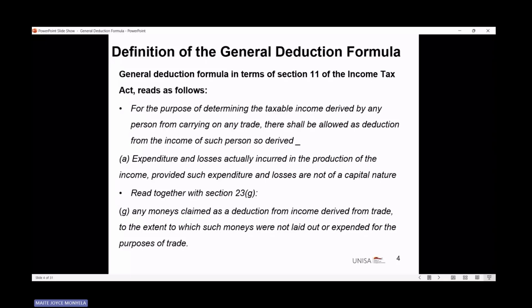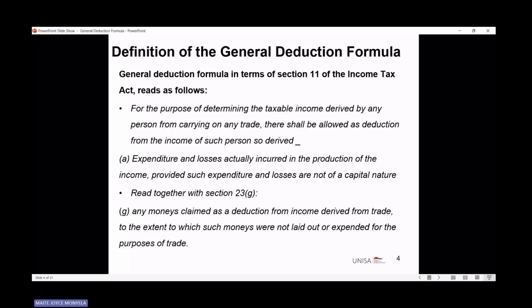And we'll do the negative and positive test for that. We'll see later. In terms of section 11 of the Income Tax Act, the general deduction formula reads as follows: for the purpose of determining the taxable income derived by any person from carrying on a trade, there shall be allowed as a deduction from the income of such person so derived, in terms of section 11A, expenditure and losses actually incurred in the production of income, provided that the expenditure and losses are not of a capital nature, read together with section 23.